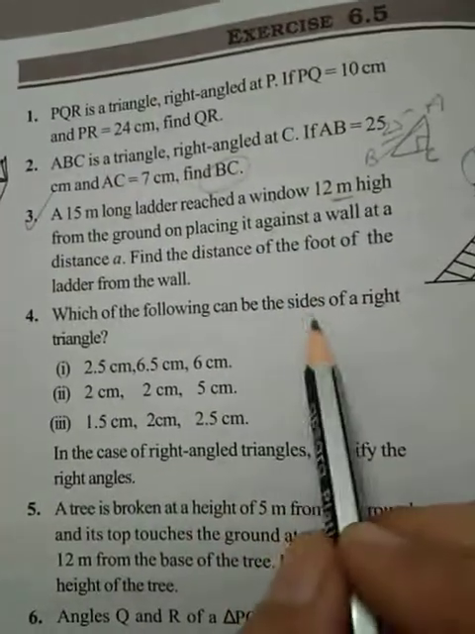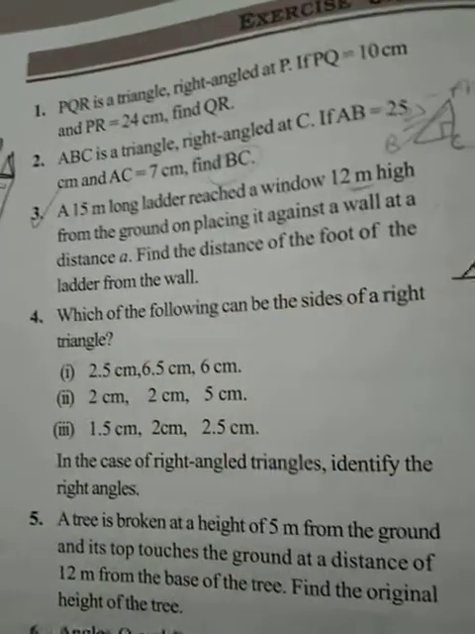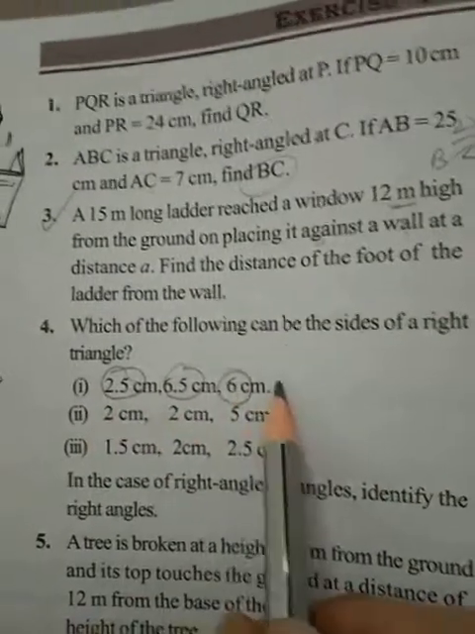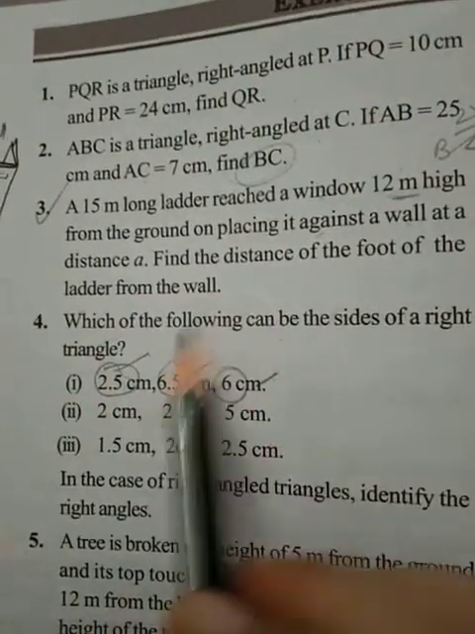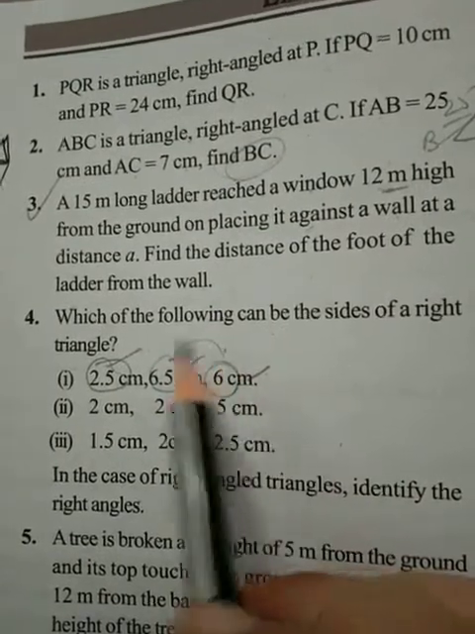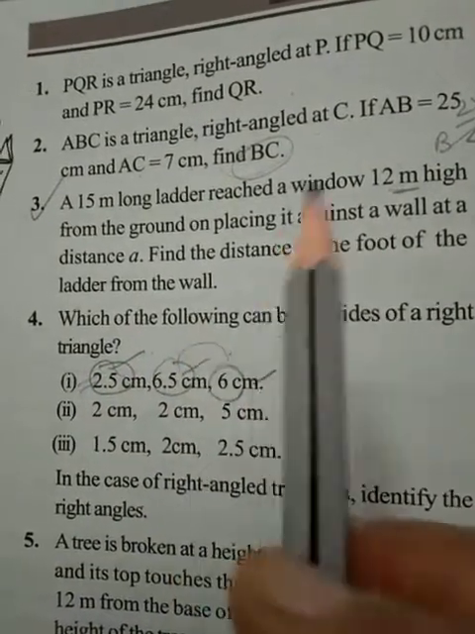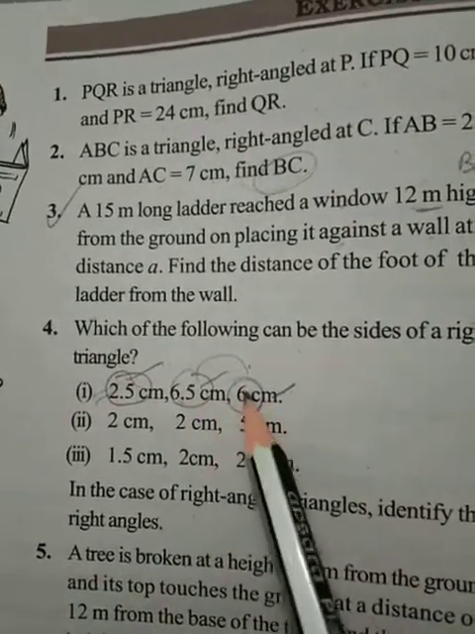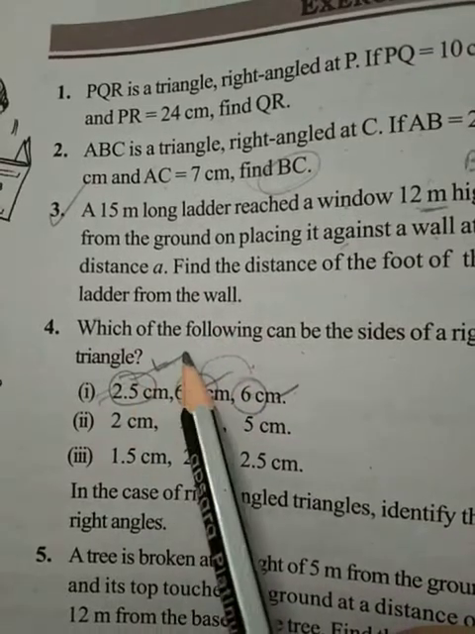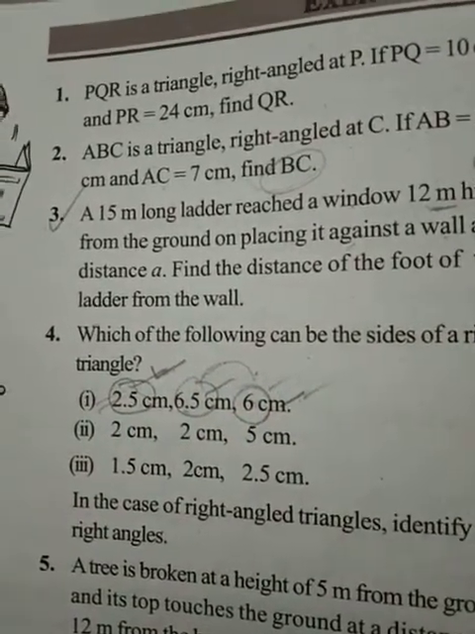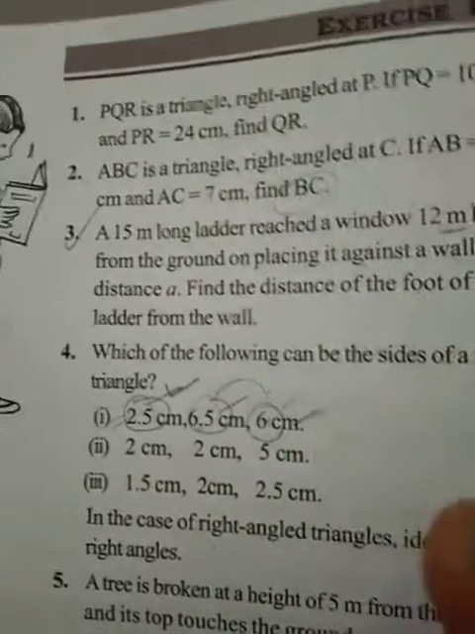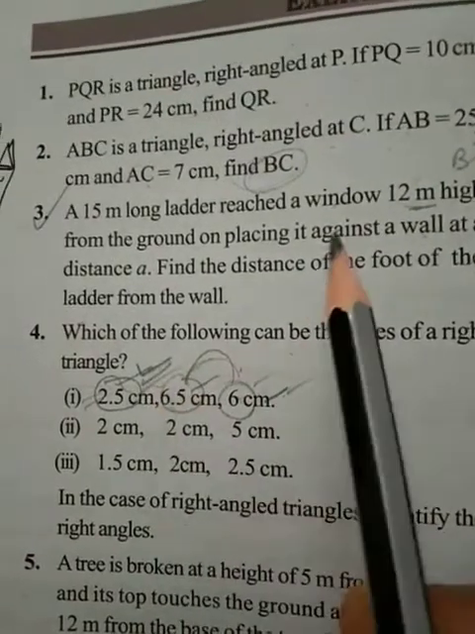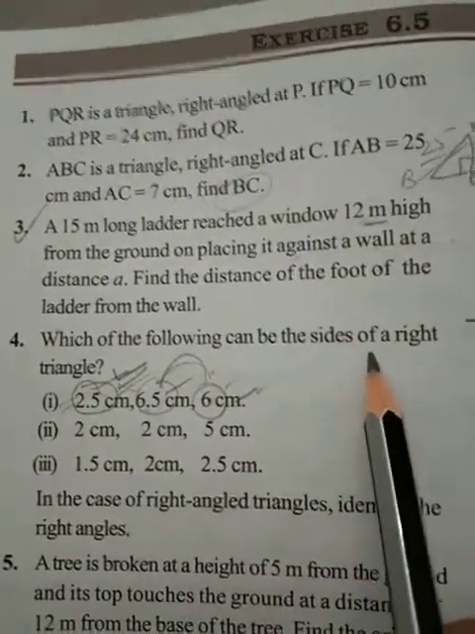Which of the following can be the sides of a right angle triangle? See, do the square of this, and this. All the three sides given, you have to find their squares. Firstly find the squares of all three sides, then do their sum. Is there any pair?